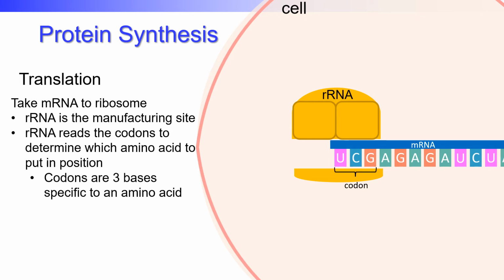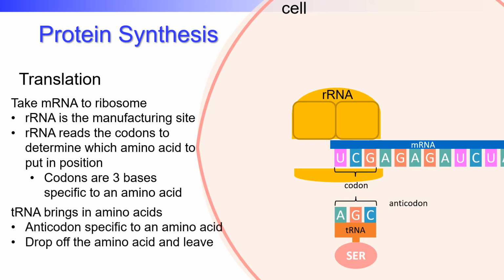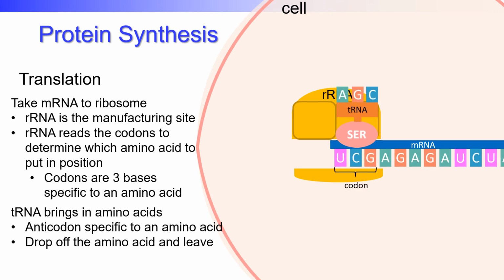Well, we have one more RNA molecule to talk about, and that's transfer RNA. Transfer RNA is also going to read messenger RNA and its codons. And transfer RNA is going to have a set of opposite nitrogenous bases called an anticodon, and is going to bring in the correct amino acid based upon that anticodon. So transfer RNA is going to bring in the amino acid and drop it off at the ribosomal RNA, and then leave to go find another amino acid to bring in on another day.